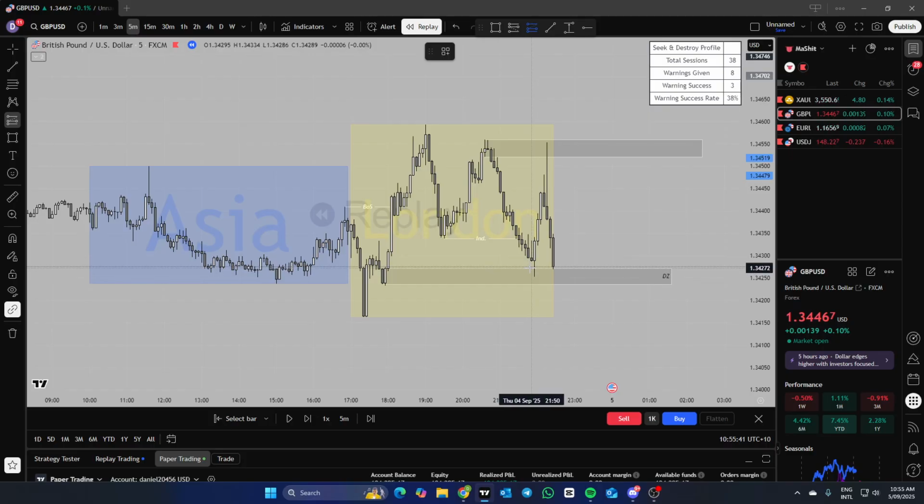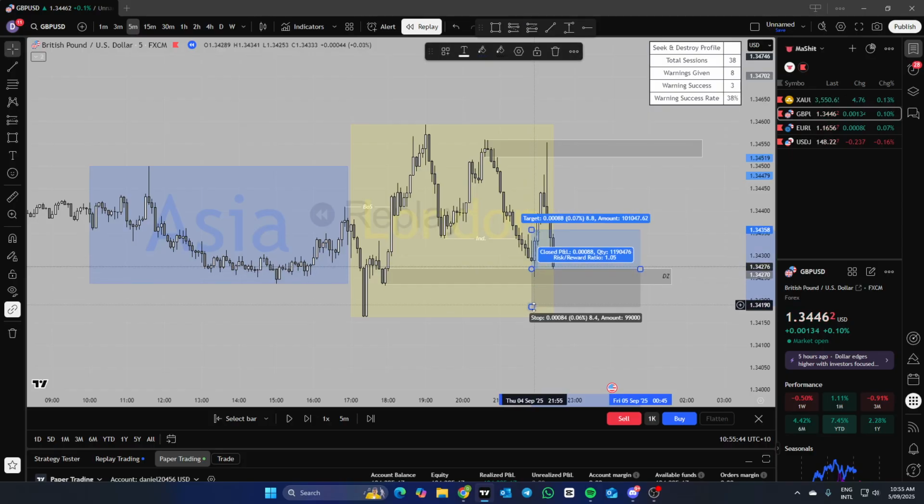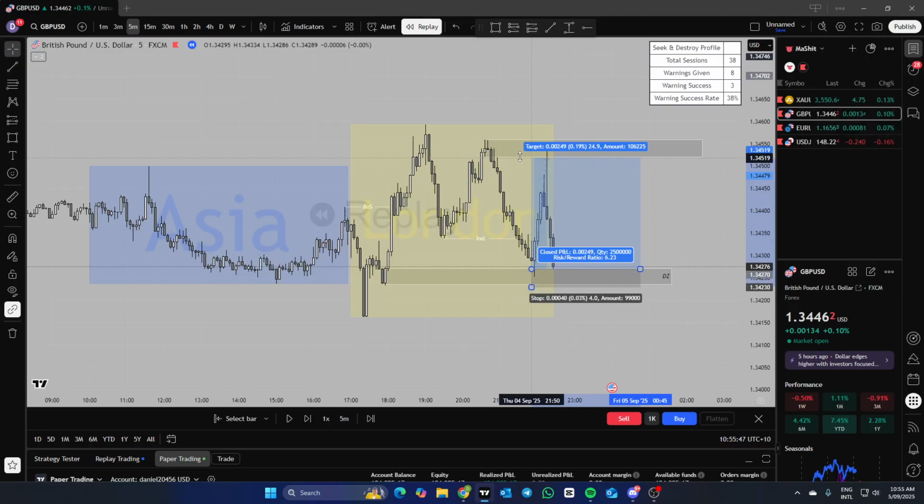But regardless, this was my trade last night. It was nice. Little 1 to 6. Can't complain.